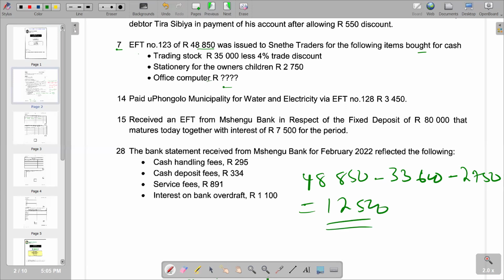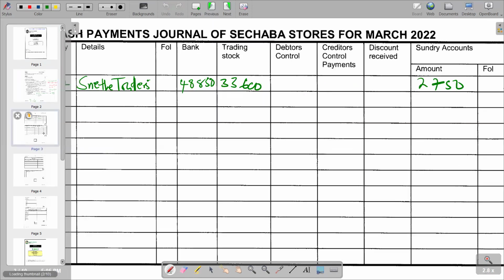But remember, the office computer is equipment. We're going to put it under equipment. So we come here, we see that we don't have a column for equipment. So we are supposed to have a column for equipment, so we can remove our debtors control column and then put our equipment, and that's where we're going to put our 12,500. So this is what we have.